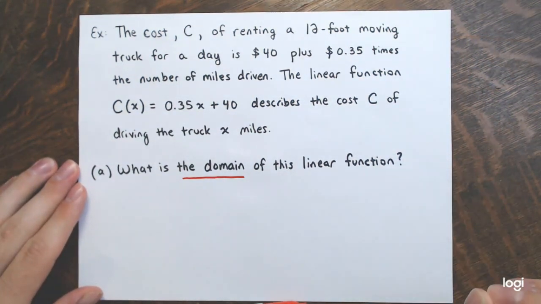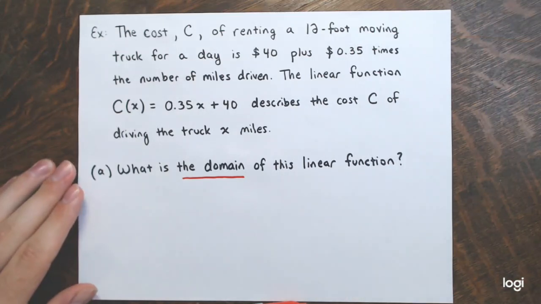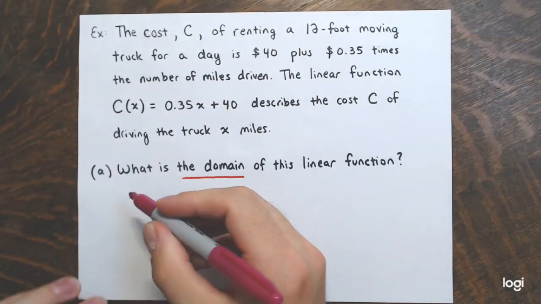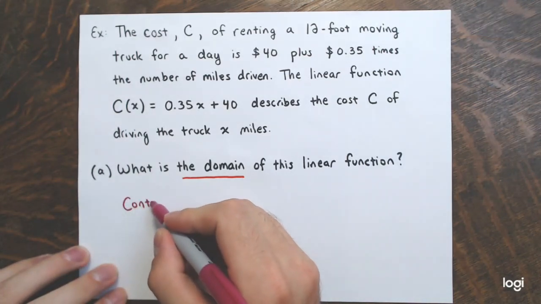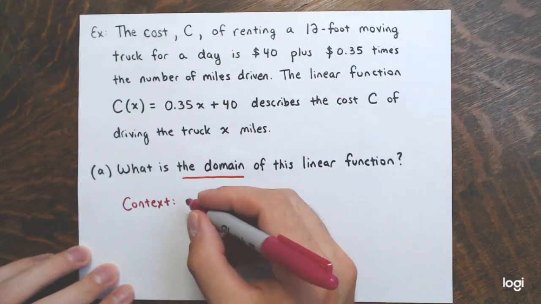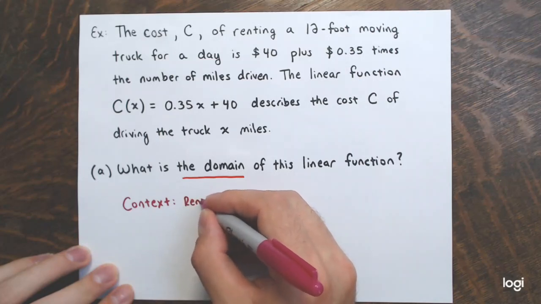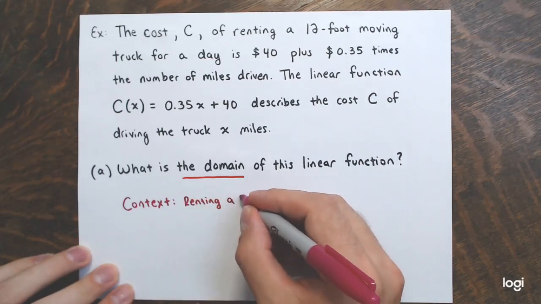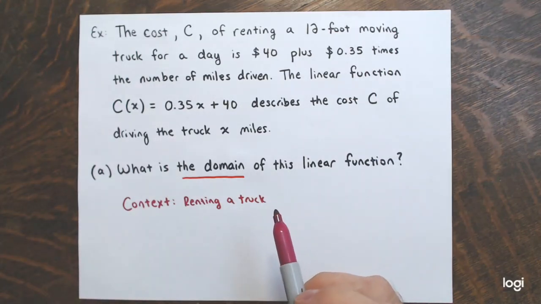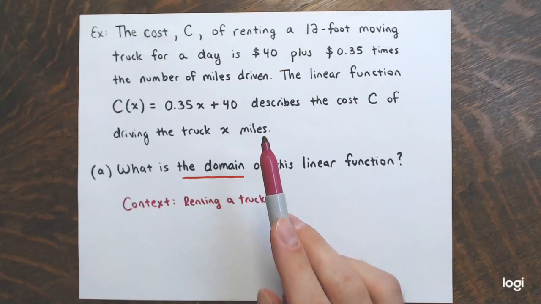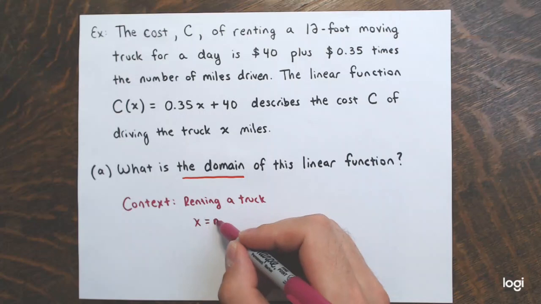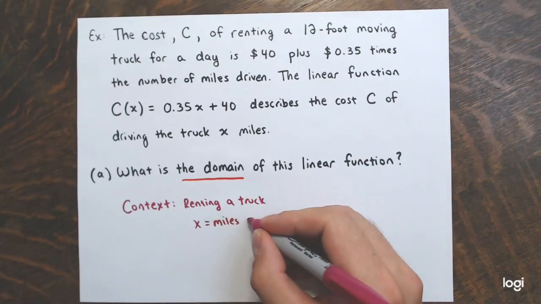So normally I would say the domain is all real numbers, but as in all word problems, you have to think of the context. What is the meaning behind the problem? What is this problem discussing? We're talking about renting a truck and driving it for so many miles. x represents a number of miles driven. I'll write that again down here: x equals miles driven in that day.